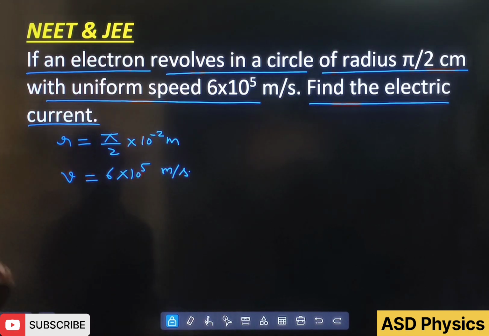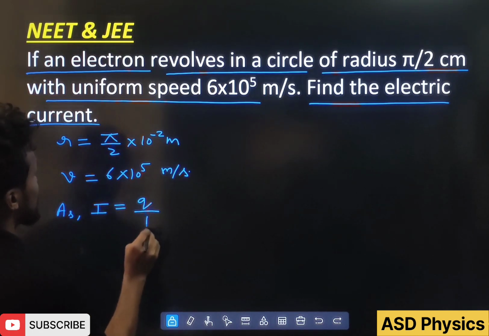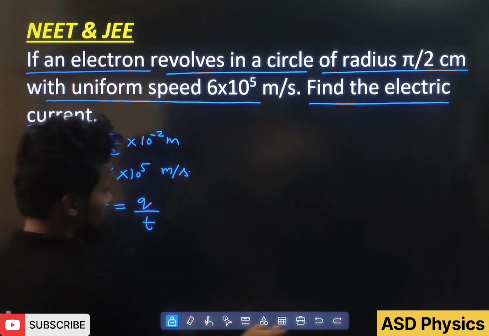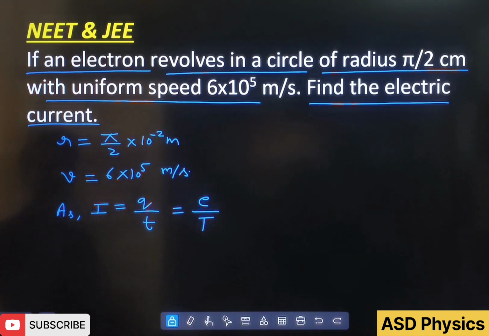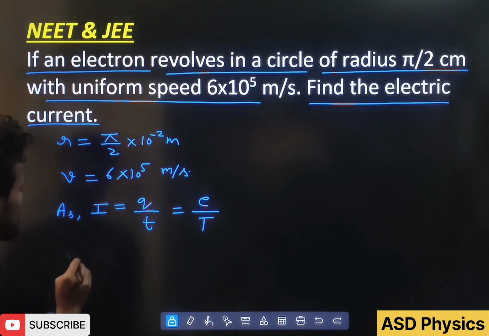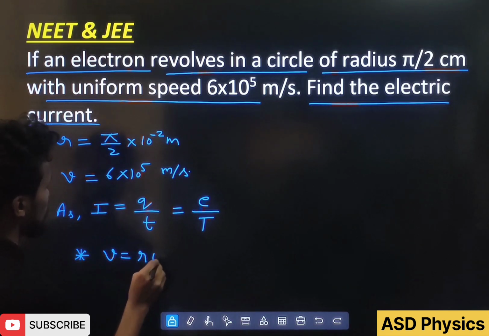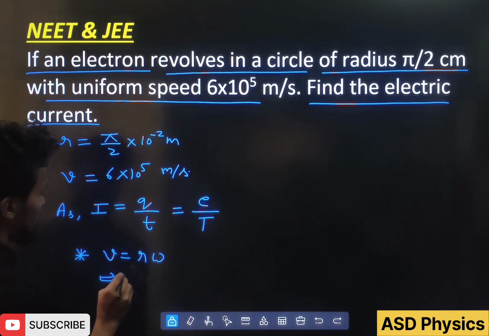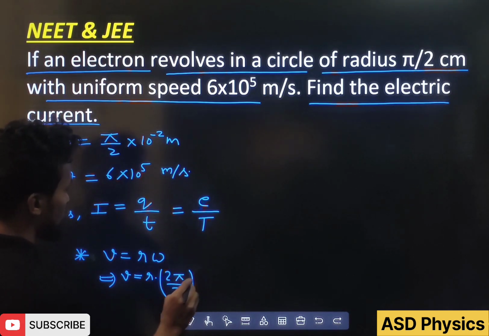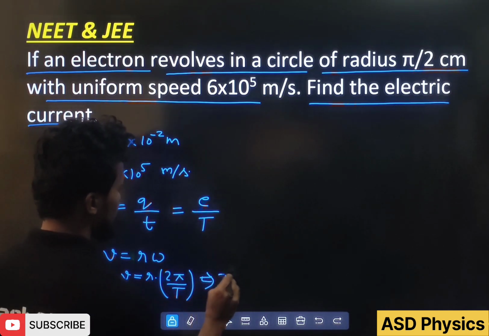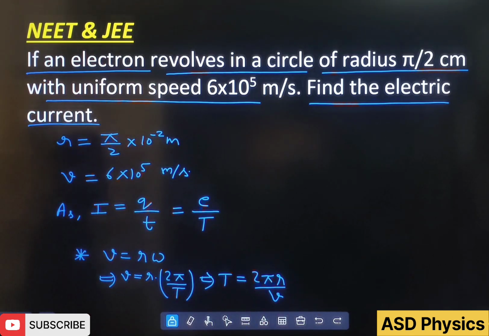Okay, so here students, you know the formula here. What is the formula? See, as I have told you, I equal to Q by T, but here electron is there, so we can write as E by capital T. Okay, but in the question they have given R and V, but they are asking capital T. So first we'll write here, you know very well what is this? V equal to R omega. So we can write here V and here R omega, how much here? 2 pi by capital T. Okay, so from here students, T will be what here? 2 pi R by V. Kindly check out very well, 2 pi R by V.